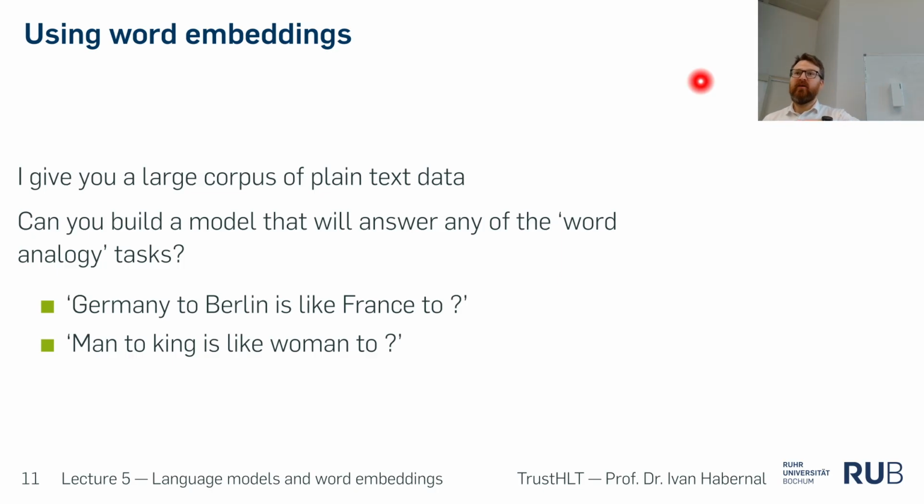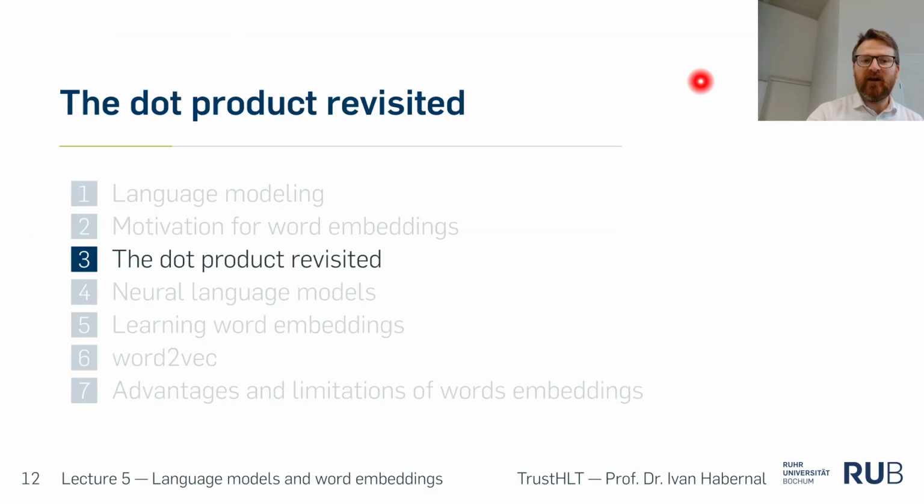So we're gonna do this. We're gonna build this thing, and at the end it's gonna be actually pretty easy. But this is a nice consequence of building these things. We can solve tasks of understanding words and their meaning in analogies. So for that we need to understand a few things. And let's start with the dot product.